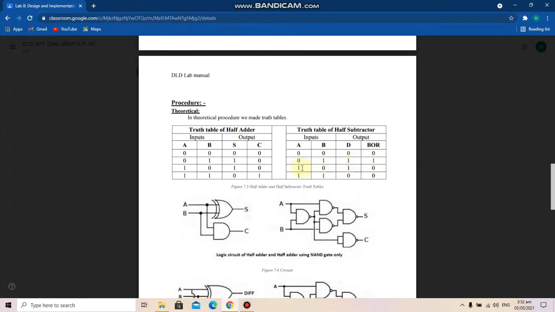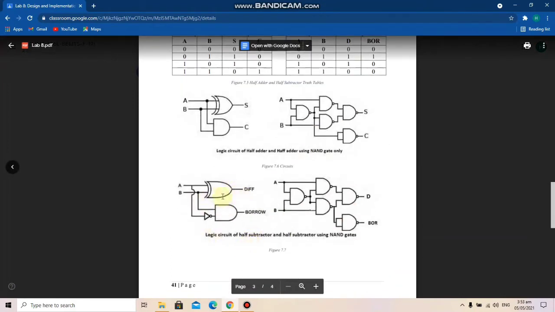Now when we subtract 1 minus 0, the answer will be 1. So we can see here the difference is 1, and borrow is 0, which means the output is positive 1. Similarly, 1 minus 1 is 0, so the output we can see is 0.